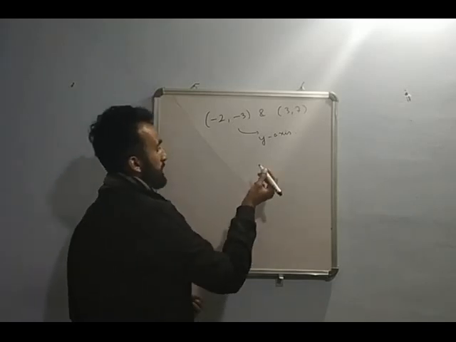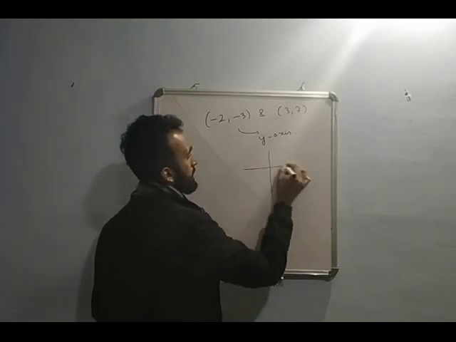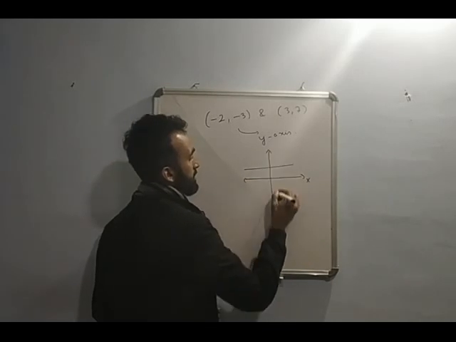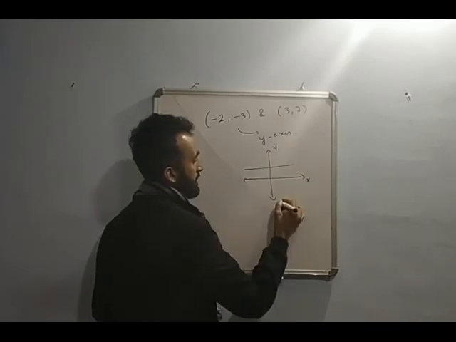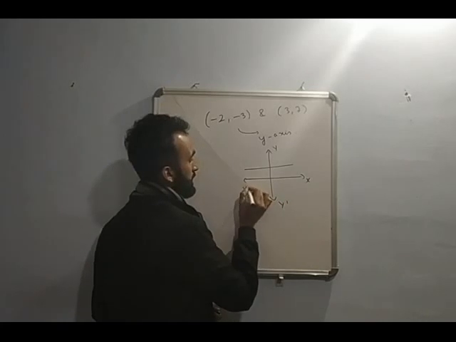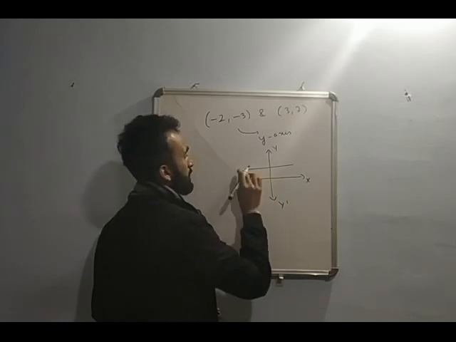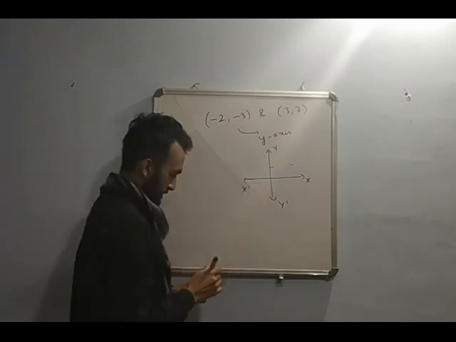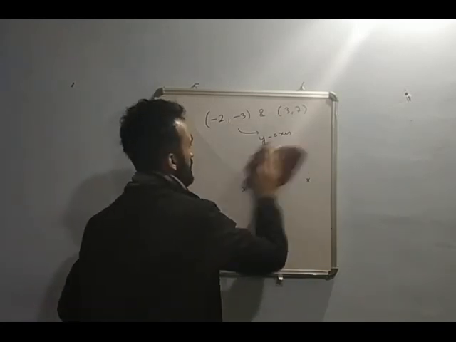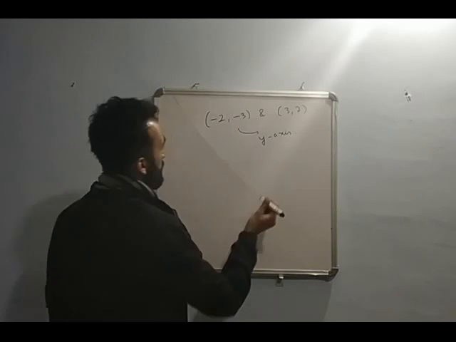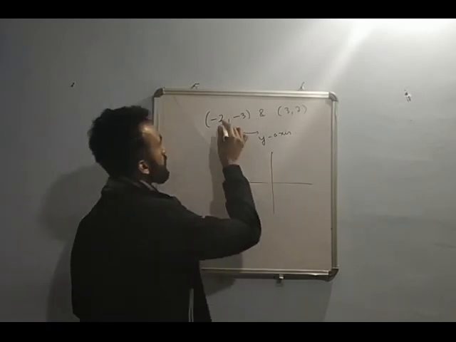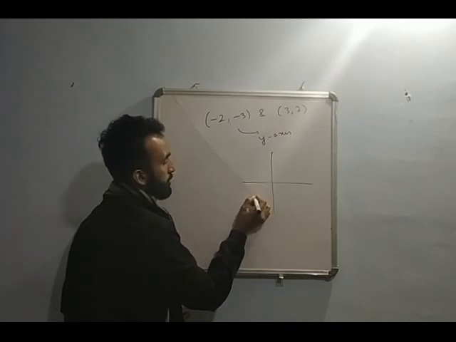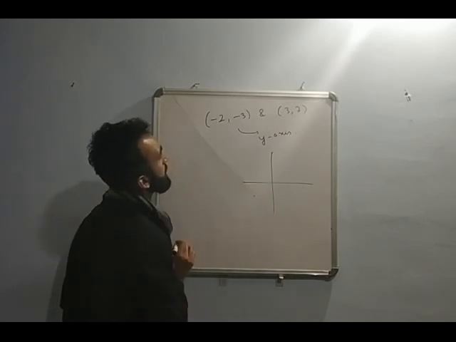That means it can be here. This is your x-axis. This is your y-axis. This is your negative y-axis. This is your negative x-axis. So suppose these 2 points are somewhere here. So I'll just draw it here. The point (-2, -3) belongs to which quadrant? The third quadrant.